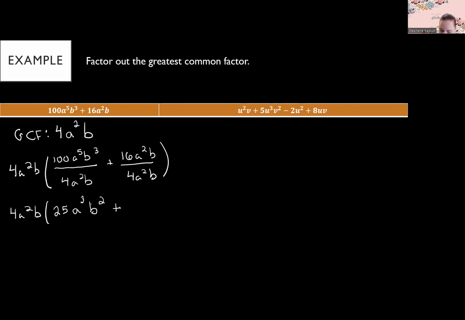Plus 16 divided by 4 is 4. A squared over a squared cancels. B over b cancels. So we're left with just plus 4 there. So you get 4a squared b, and then in parentheses, 25a cubed b squared plus 4.